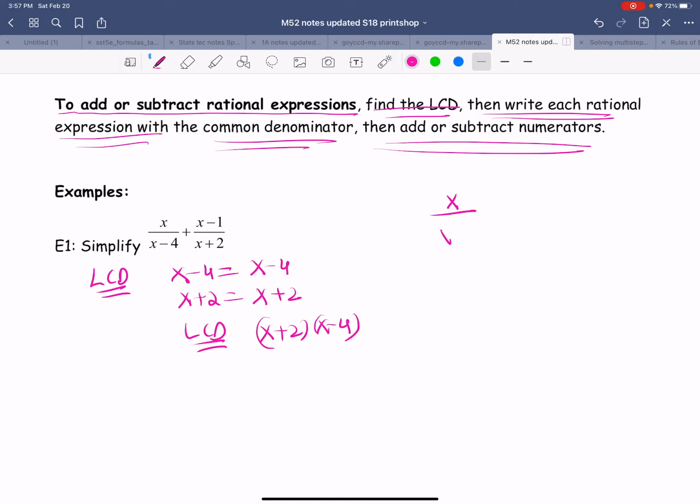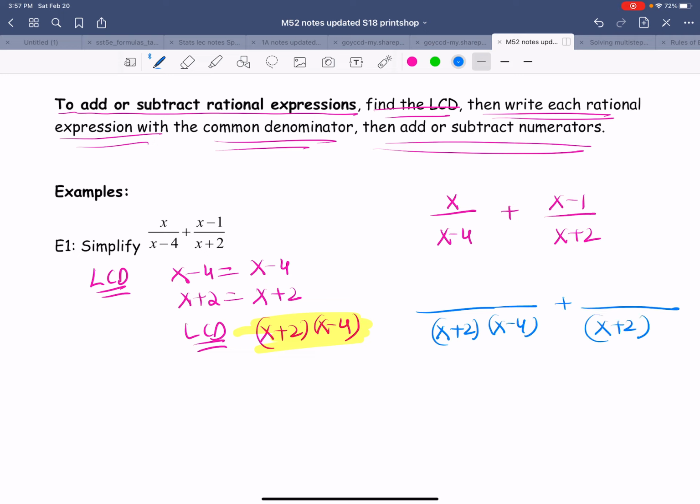When I'm trying to add these two fractions, I need the common denominator, and that common denominator will be x minus 4 times x plus 2. Let's do a middle step as well. I'm not going to do it every time, but my goal is to write both of these fractions with the LCD as the denominator.